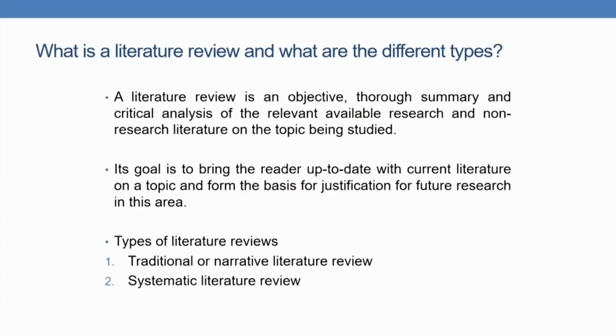And then finally, we will also see how to carry out a systematic review of literature. Now, let us begin with this question of what is a literature review and what are its different types. A literature review is nothing but an objective and thorough summary and critical analysis of the relevant available research and non-research literature on the topic being studied. Notice the term non-research literature.